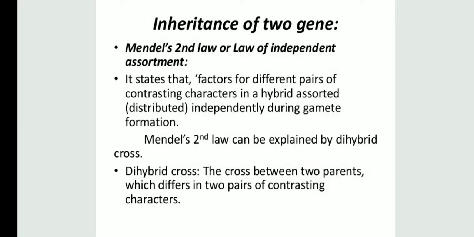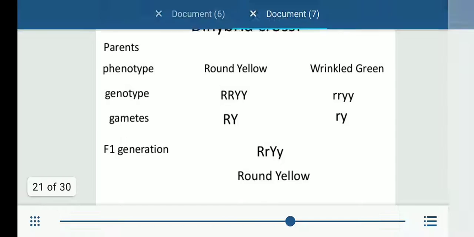See students, we have already discussed the inheritance of one gene, that is with the help of the monohybrid cross. Now talking about the inheritance of two genes, this is also known as Mendel's second law, the law of independent assortment, which states that factors for different pairs of contrasting characters in a hybrid are distributed independently during gamete formation. So when gamete formation occurs, different pairs of contrasting characters present in a hybrid assort independently during the formation of gametes. Now students, the cross between two parents which differ in two pairs of contrasting characters is said to be the dihybrid cross. Fine. So you can see here, this one is the dihybrid cross, students.